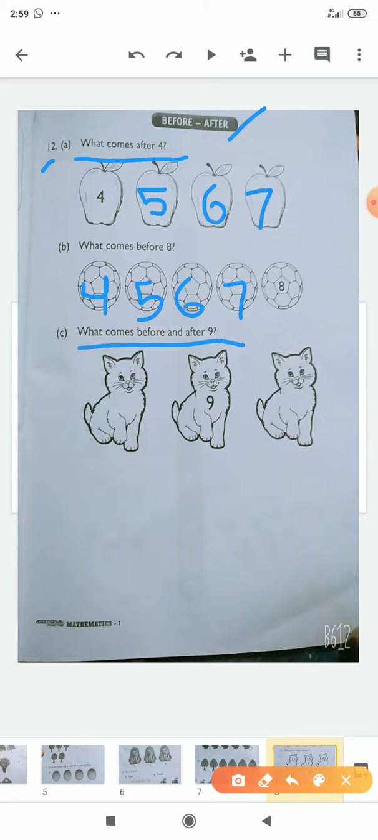Okay, now in the last question, what comes before and after 9? This is the question written here. I will read it again. What comes before and after 9? There are 3 cats given in the question. So in the middle cat, 9 is written. So we have to write the numbers that come before and after 9. So first of all, what comes before 9? 8. And what comes after 9? 10. Wow. So in this way you have to do this work in your maths workbook.